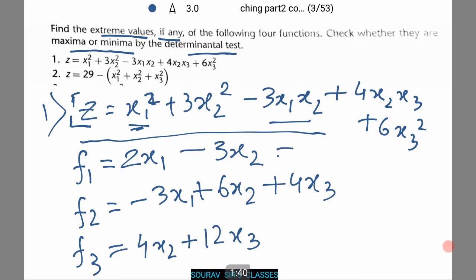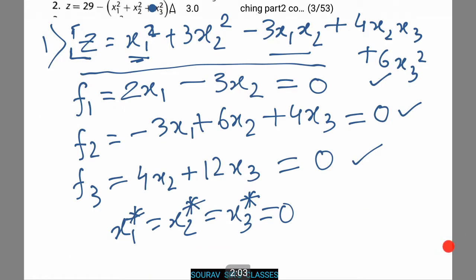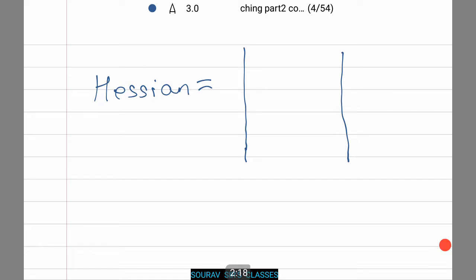Now we'll equate all these three equations with 0. That is because these are a homogeneous linear equation system in which these three equations are independent. Thus the only solution is x1 star equals x2 star equals x3 star equals 0, so that z star equals 0. And now we'll find the Hessian determinant. Let's see how to figure that out.